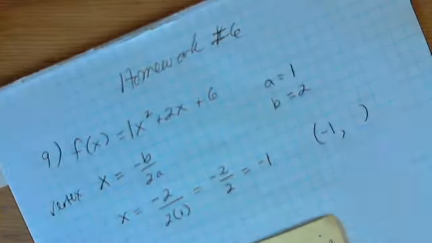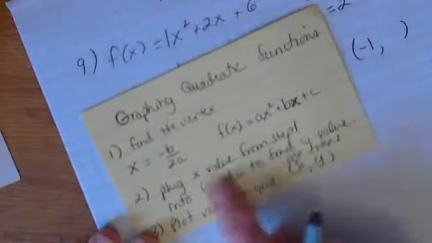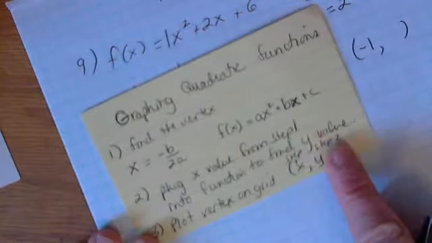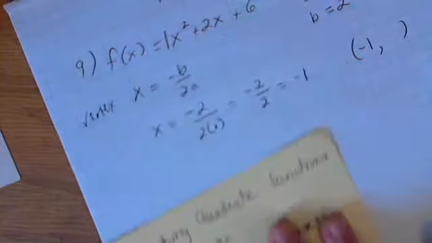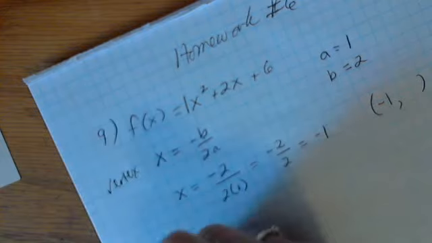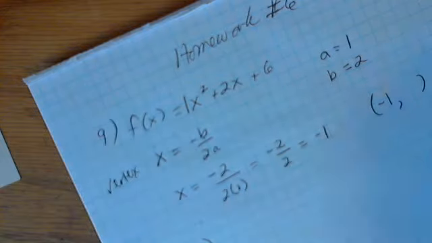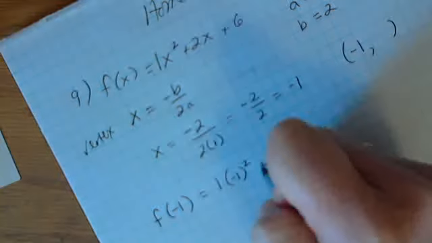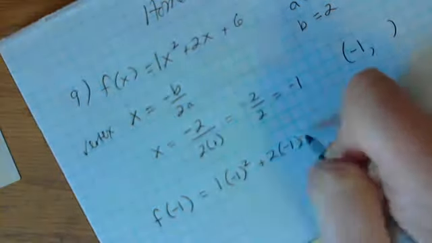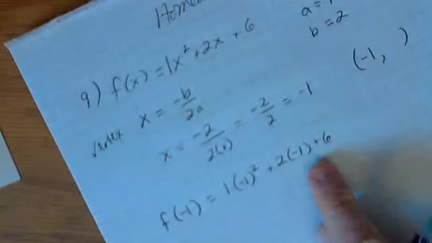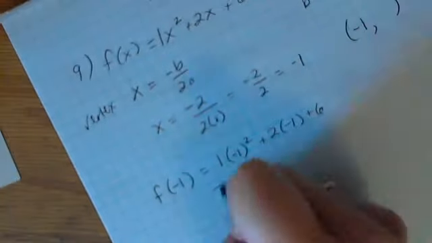Next, I need to do step 2, which is to plug that x value from step 1 back into the function to find the y value, the output. So negative 1 is going to go here wherever the x is. So I'm going to be finding f of negative 1. F of negative 1 equals 1 times negative 1 squared plus 2 times negative 1 plus 6. Again, I've just taken my function, taken the x's out, and put negative 1's in their place.